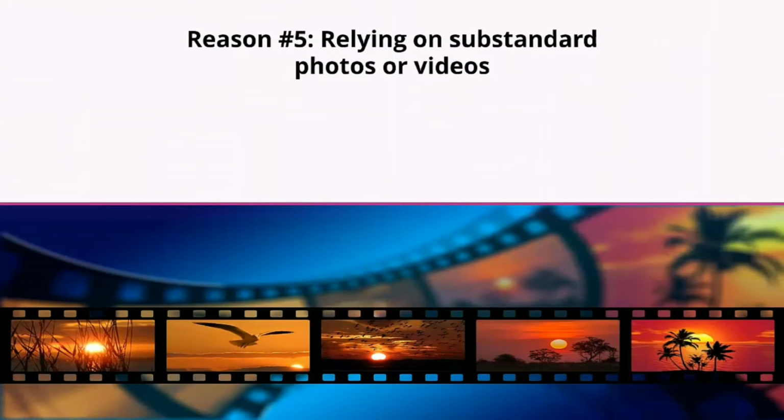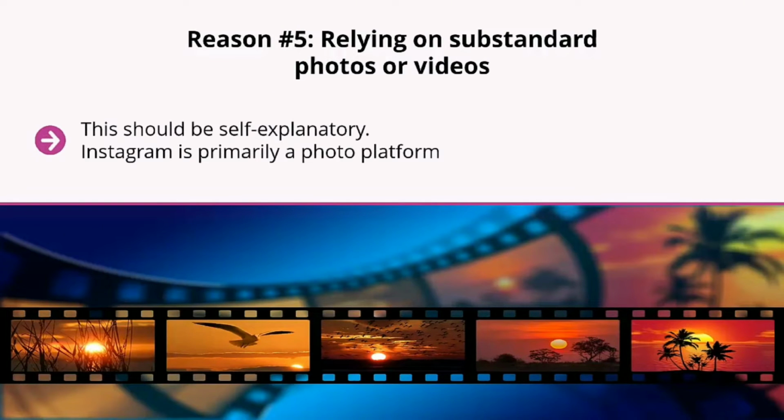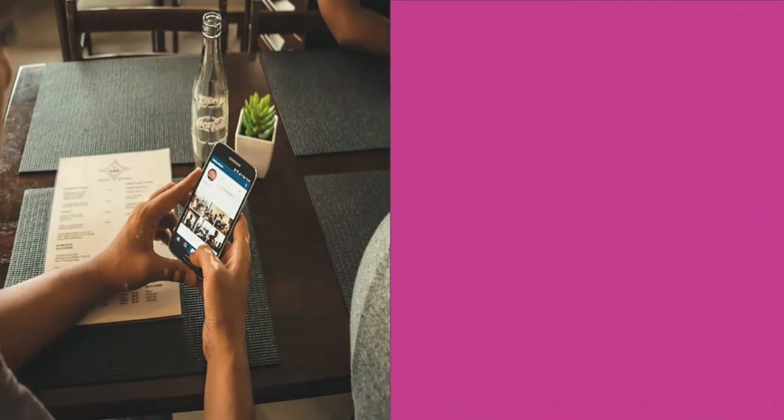Reason number 5, relying on substandard photos or videos. This should be self-explanatory. Instagram is primarily a photo platform. Accordingly, accounts that feature the highest quality photos tend to get a lot more followers. Keep it at that level. Post only high-quality photos. Post videos with high production quality. This way, you would stand out from your competitors.